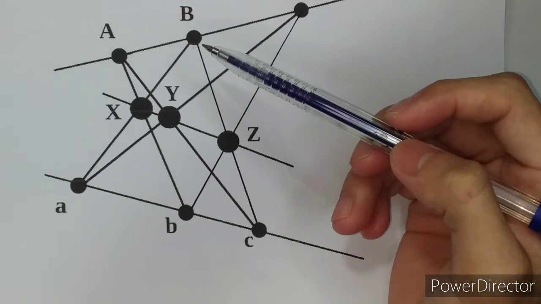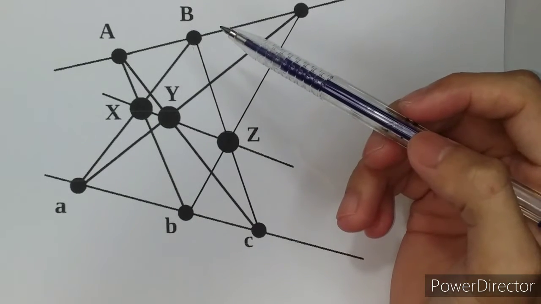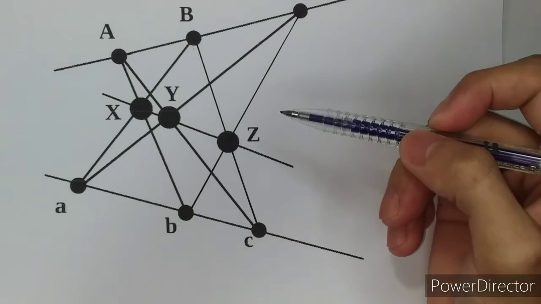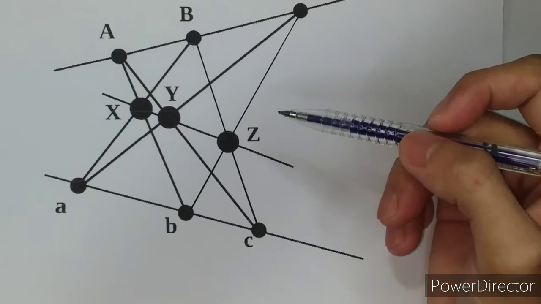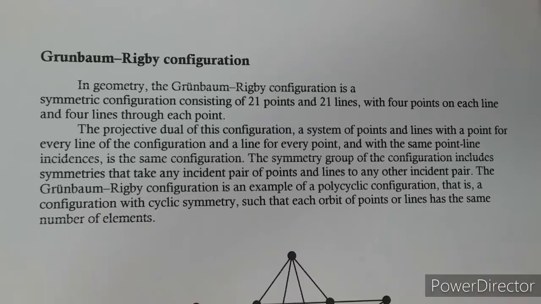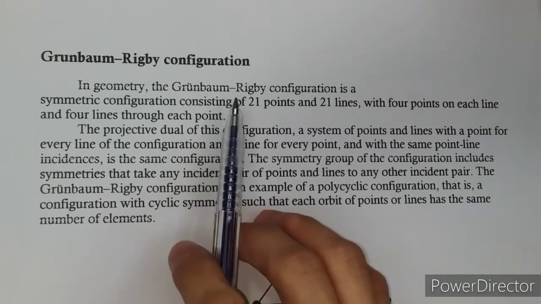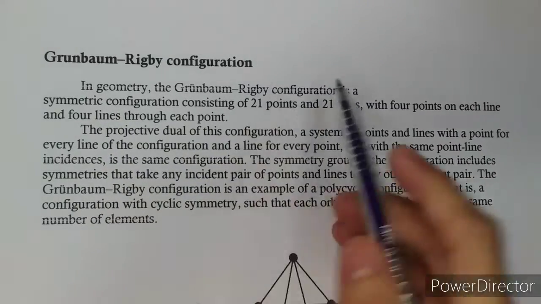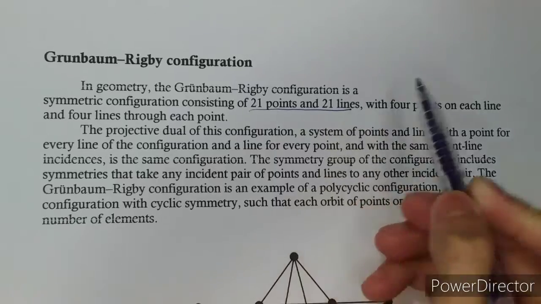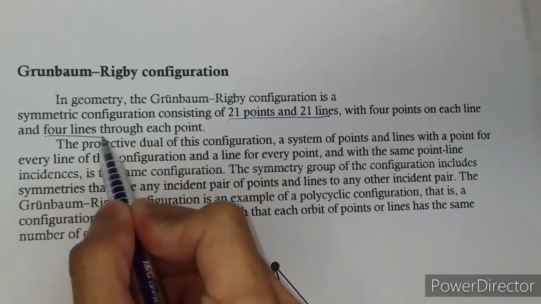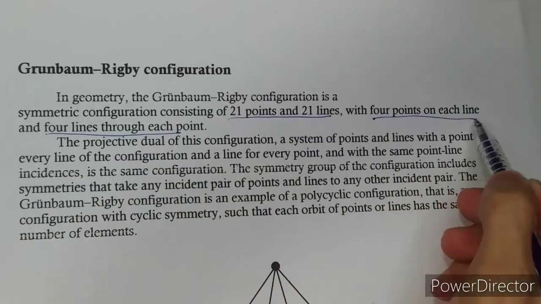According to Pappus's theorem, the resulting system of 9 points and 8 lines always has a ninth line containing the 3 intersection points X, Y, and Z, called the Pappus line. Last one I'm going to discuss is the Grünbaum-Rigby configuration. In geometry, the Grünbaum-Rigby configuration is a symmetric configuration consisting of 21 points and 21 lines, with 4 points on each line, and 4 lines through each point.